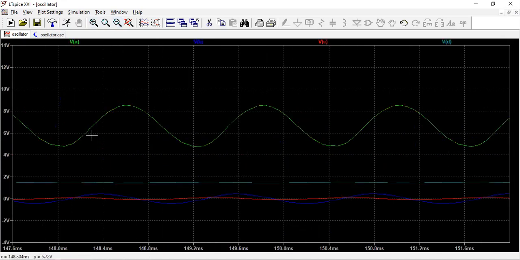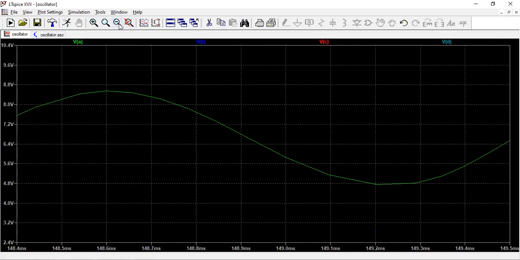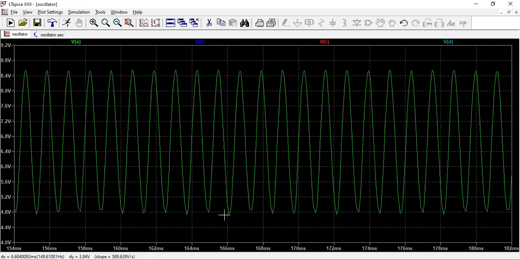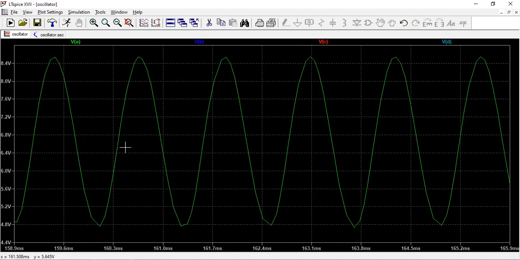Now you want to zoom further. Now you can clearly measure the time period. This is the peak, and the maximum value is here, 8.4 to minus 4.8. From that you can calculate the peak to peak. Totally this is half of the waveform, from this point to this point.